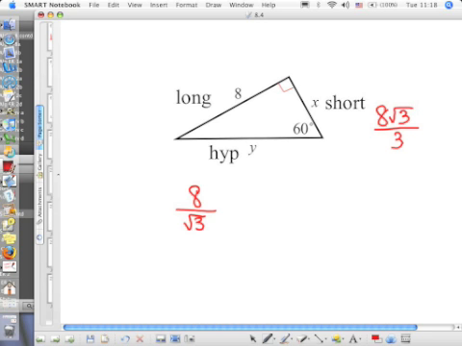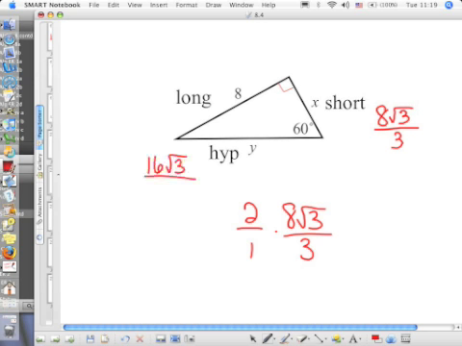Now the hypotenuse, you take 8 square roots of 3 over 3, multiply by 2. Okay, that's 16 square roots of 3. Multiply by 2, whole numbers multiply together. 16 square roots of 3 over 3.